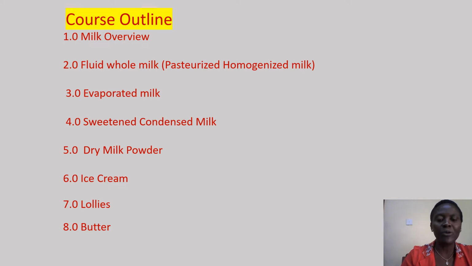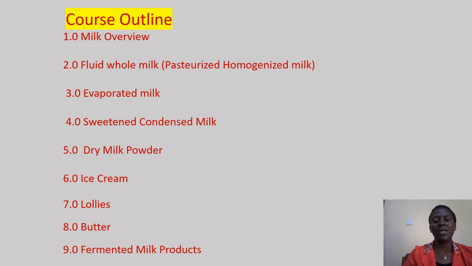Butter. Many people used to mix up butter with margarine. Butter is actually made from milk, the cream of milk, while margarine is made from vegetable fat. We also have fermented milk products, most especially the common one we're going to deal with, yogurt, as well as cheese. The cheese that is so common this side of the world is the soft cheese, usually referred to in Yoruba as warankashi.